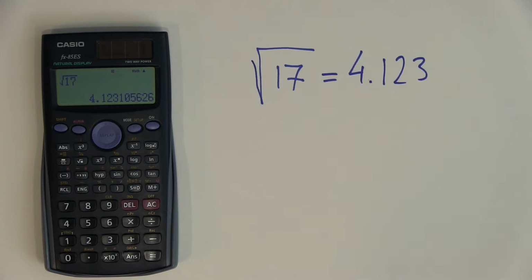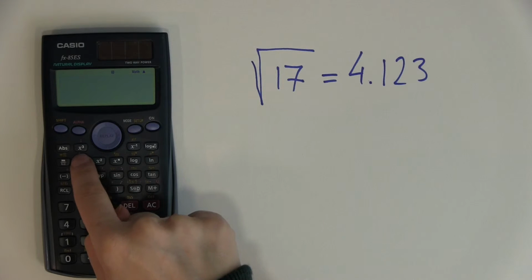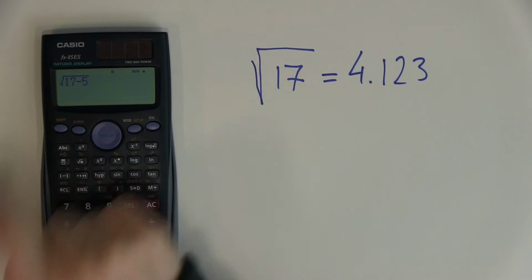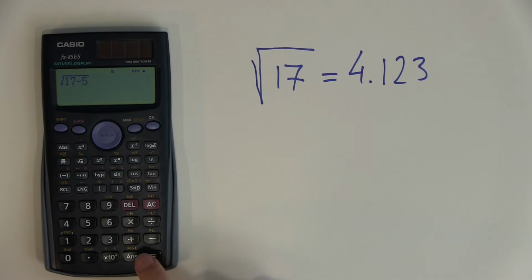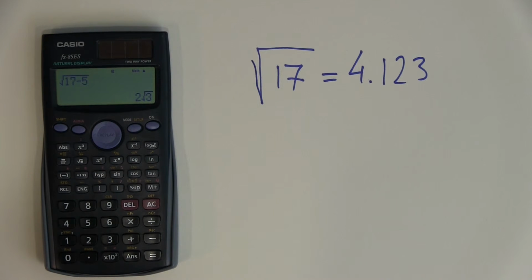Now one important thing is that if I wanted to calculate root of 17 minus 5, both of them being under the root, I can just simply calculate that and put it in there. So that would be root 12 as we expect, which cancels down to 2 times root 3. Again, the calculator automatically gives you the simplest form.